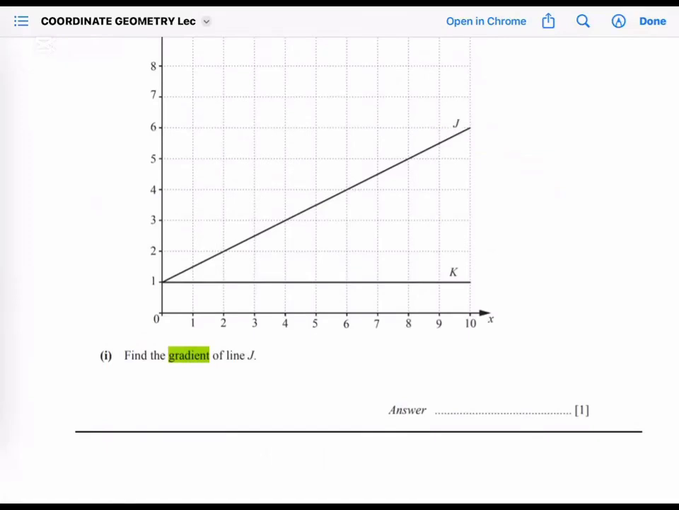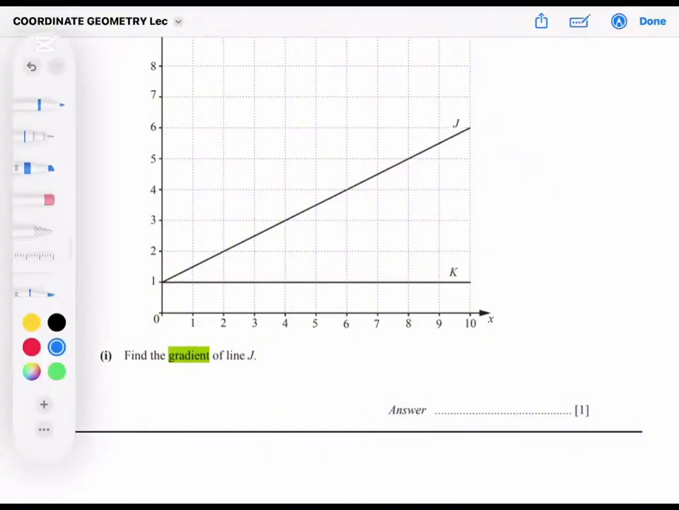Now we need to find the gradient of J. This is basically a line of J, and we have to find out the gradient of this. Now, how can we find the gradient if we don't have any point given in the question or the graph? We can take any 2 points and find the gradient. How? I will take this first point. This is 0, comma 1, because x is 0 and y is 1. And I will take this point. This is x is 10 and y is 6. So 10, comma 6.